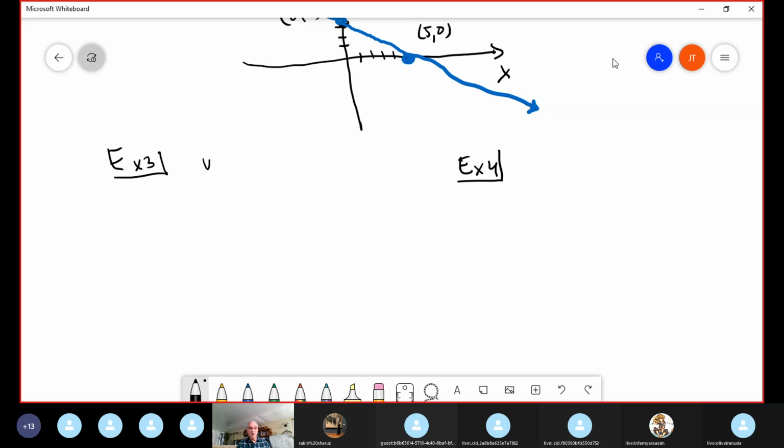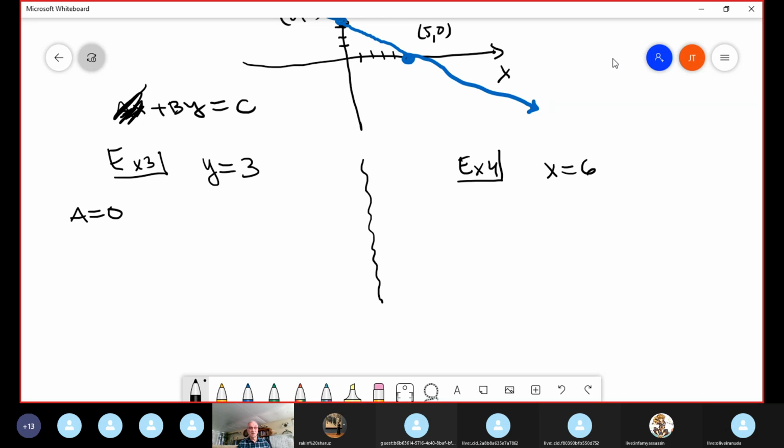Suppose the line y equals 3. And suppose the line x equals 6. Remember, the equation of the line is always the same: Ax plus By equals C. In this example 3, A is missing, because I suppose that A is 0. Okay, it's missing. B is 1. And C is 3. This is a particular case I want to explain right now.